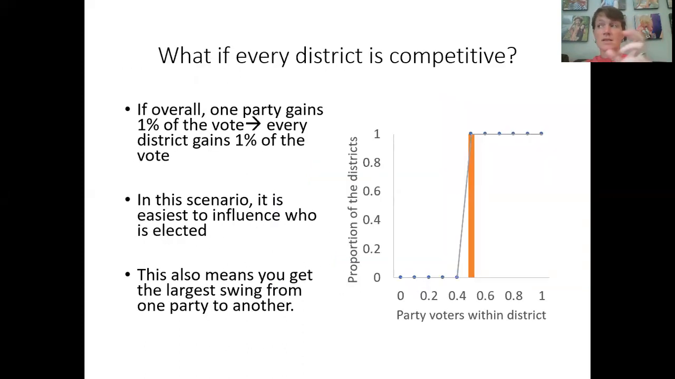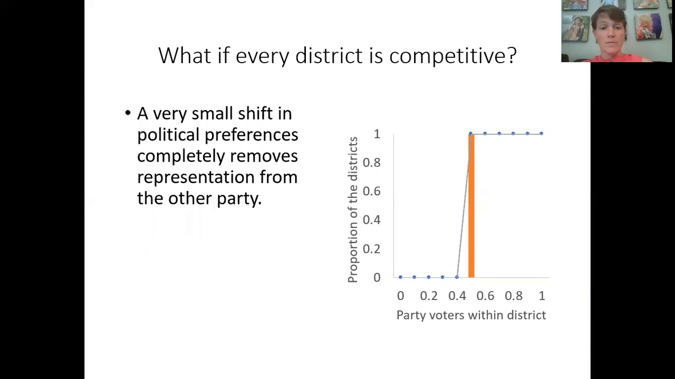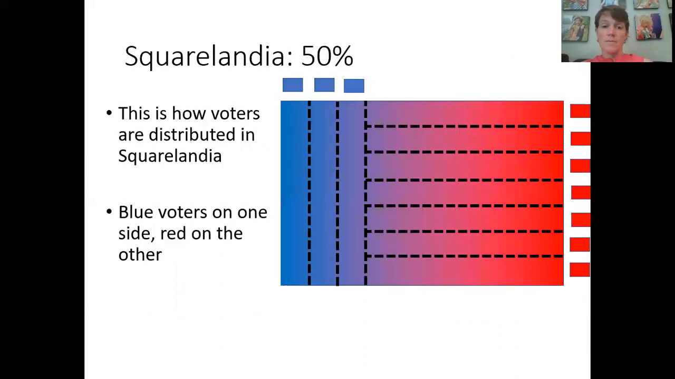So if we think about centering districts so that they're 50% each party, what we actually end up with is it's only very malleable as long as that average is truly 50%. Otherwise, we're going to shift where that mean is, and then you will see a swing so that all your representatives are one party or all your representatives are another party. So a very small shift in political preferences completely removes the representation from the other party.